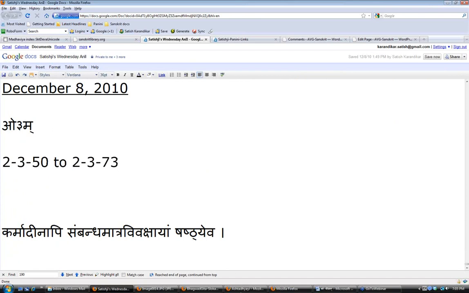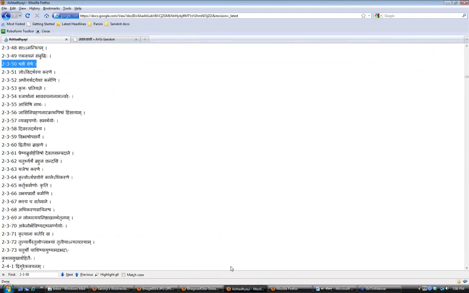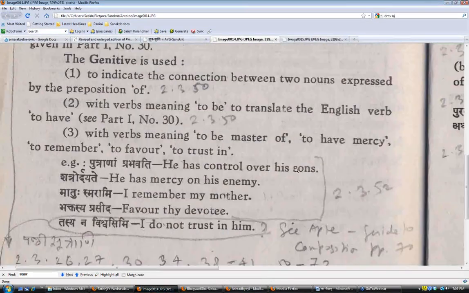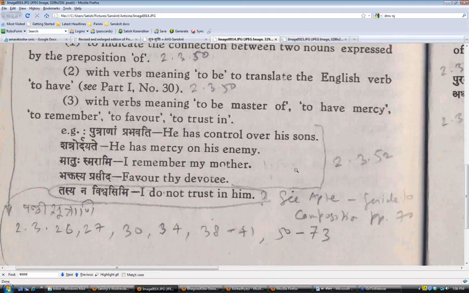So that is a section for Shashti. But there are also a couple of other things which I mentioned last time: 2.3.26, 27, 30, 34, and 38 to 41, which have come before, because they optionally have another vibhakti with them. That's why they're not put in this section, because they were sharing the vibhakti with some other vibhakti also in those cases.